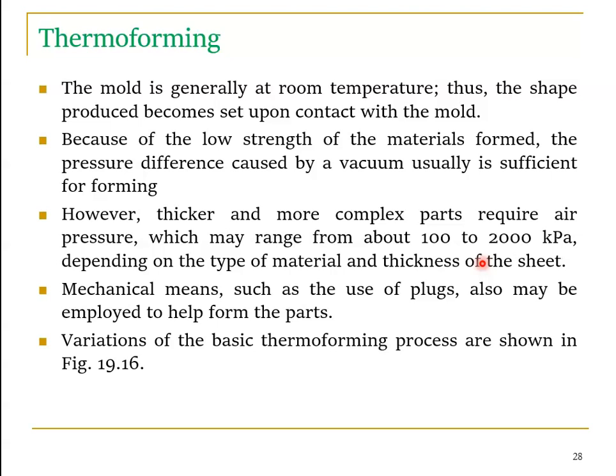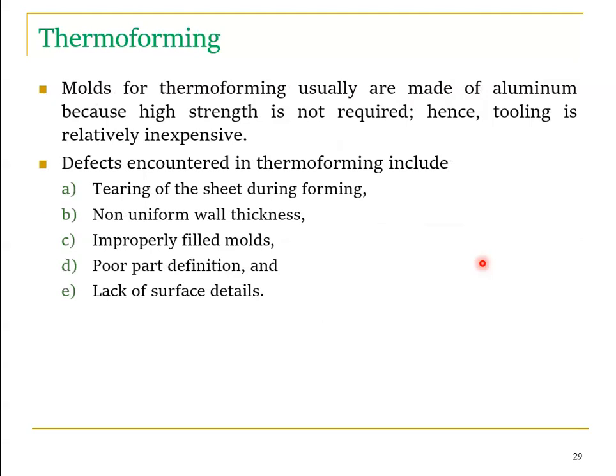However, thicker and more complex parts require air pressure, which may range from about 100 to 2000 kilopascal, depending on the type of material we use. Mechanical means such as the use of plugs also may be employed to help form the parts. So variations of the basic thermoforming process are shown in Figure 95. So this is the previous one, right?